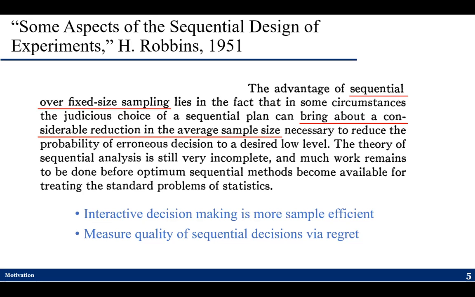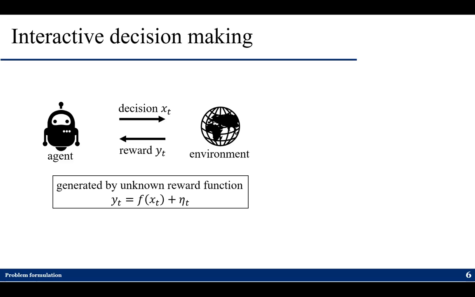In the application examples we saw in the previous slide, fixed-size sampling simply means we will conduct some uniformly random decisions. We will recommend uniformly random items to the user, or we will conduct some uniformly randomly chosen treatments on patients to collect the data, which is very expensive in this case. And they also laid out the idea of measuring the quality of the sequential decisions through regret, which we will talk about in more detail in the following slide.